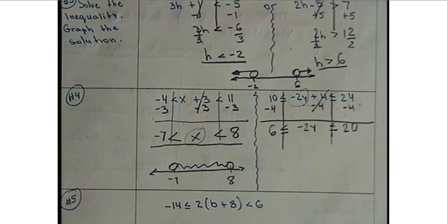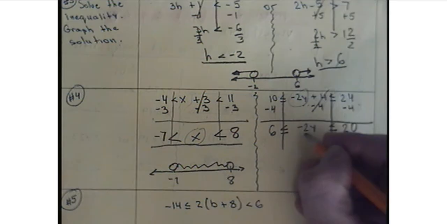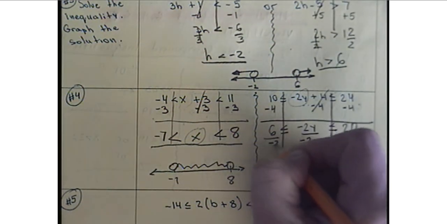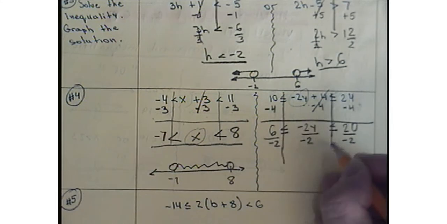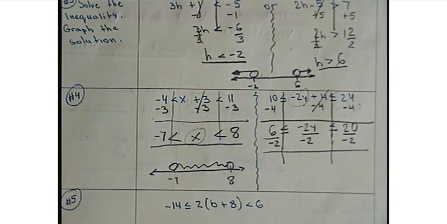Okay, well, the variable y still has a number around it. It's not by itself, so we need to get rid of this number, and it's negative 2 times y, so the opposite will be to divide each one of the numbers by negative 2. Now, I want to remind you of a very important rule.